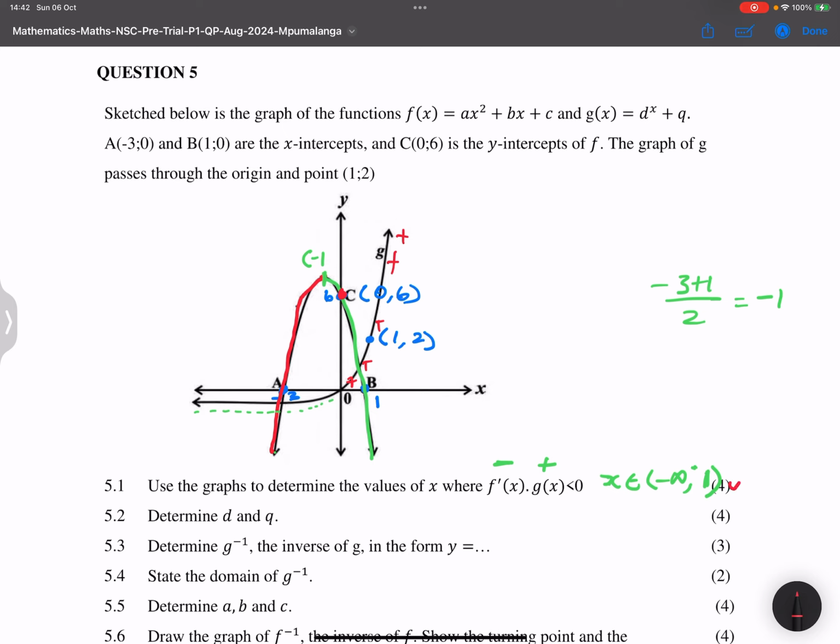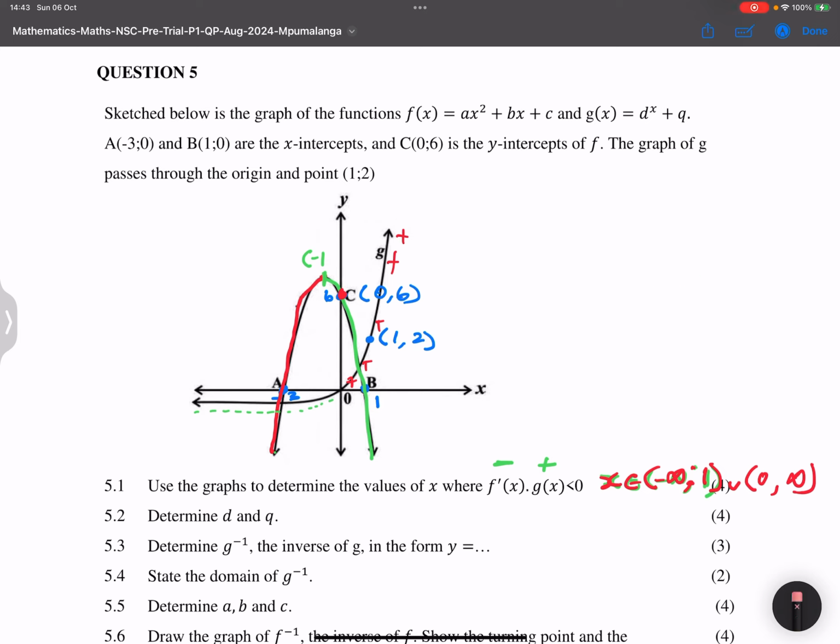So this will also be from 0 to infinity. So x would be an element of negative infinity till 1, okay, and from 0 all the way to infinity. So that's the entire solution there. Or you can say x is less than 1, all right, or x is greater than 0. That would be in inequality form.